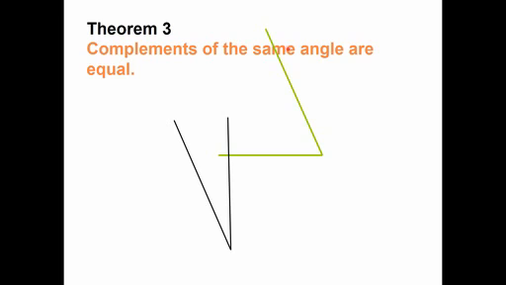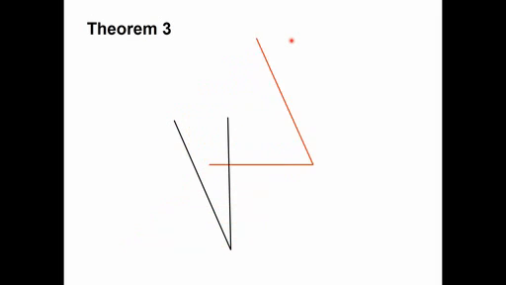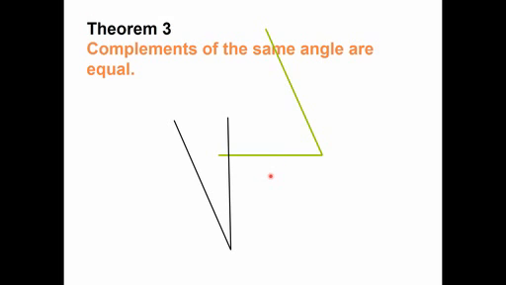Complements of the same angle are equal. So because those two are complementary, their sum is 90. And those two are complementary because their sum is 90. Those two have to be equal. In other words, if this was 30, each of those would be 60. If this was 20, each of those would be 70, and so on. So complements of the same angle are equal. Theorem 3, not a hard one.